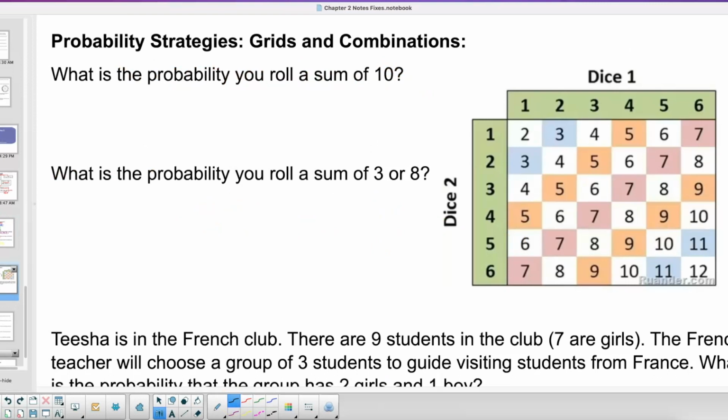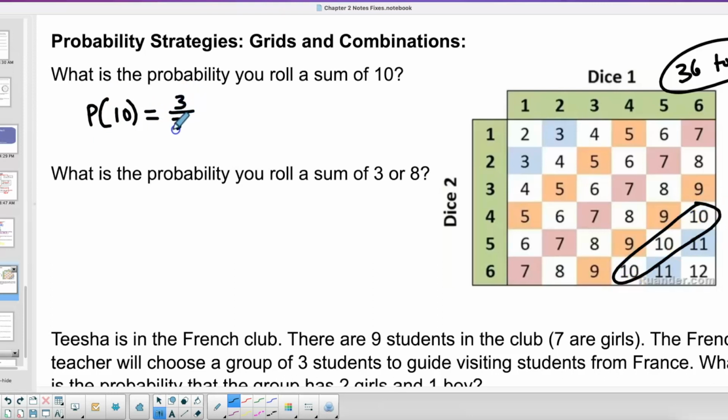So the ones with the grids, just remember that there's 36 total ways that you can roll 2 dice and add them together. They want first, what is the probability that we get a sum of 10? Well, there's only 3 10s in the grid, so this is just 3 out of 36, which is 1 out of 12, which is 0.0833. So 8.33%.